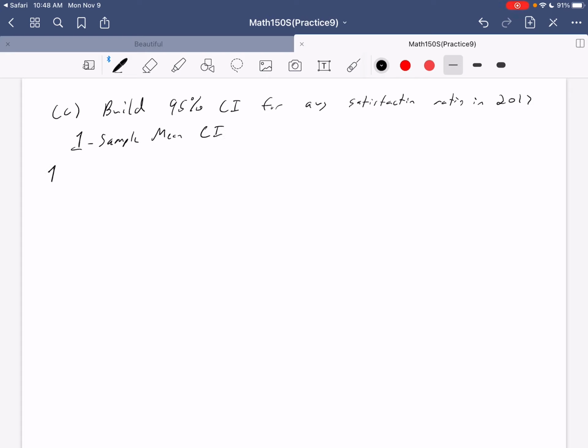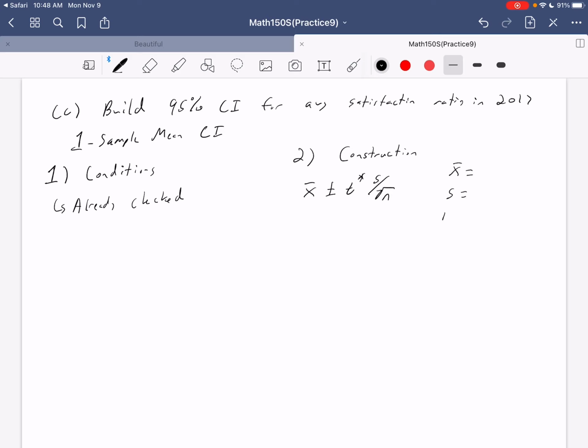Perfect. So the conditions, well, we've already checked those, so we don't need to do anything there. So already checked. And then the construction. So for the construction, we have our formula, x bar plus or minus t star s over root n. We need to know four things there, x bar, s, n, and t star.